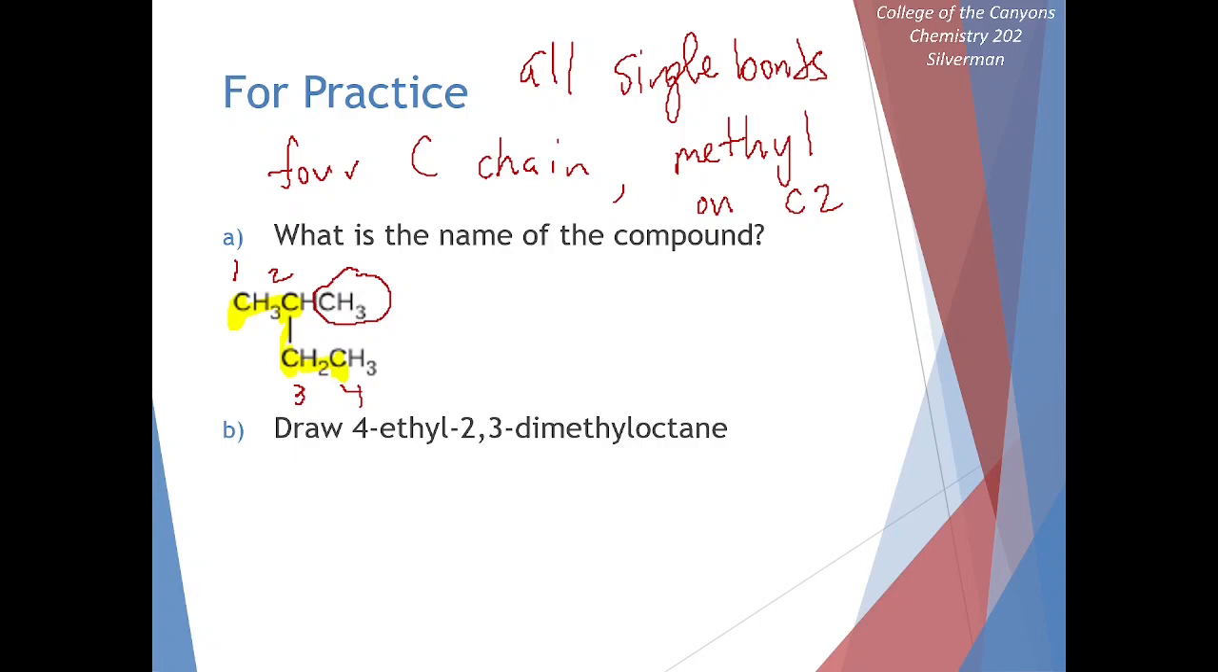Okay, those are the pieces of our molecule name. 4 carbons in the chain means that we have but- as our base. All single bonds means that the ending is -ane. So we have some kind of butane. And if we have a methyl group on that second carbon, we can call this 2-methylbutane.